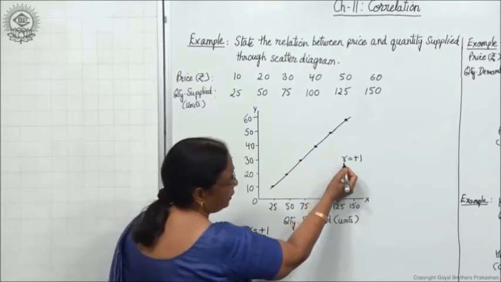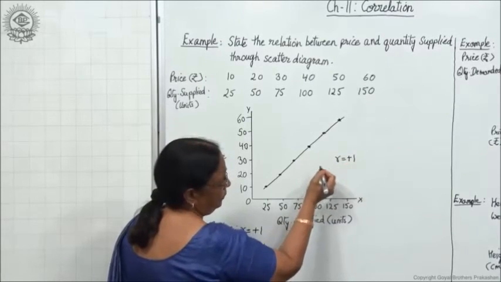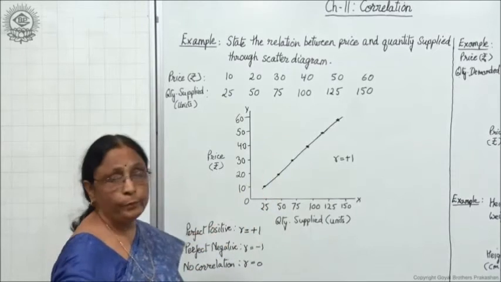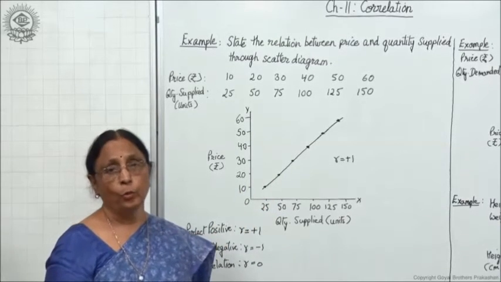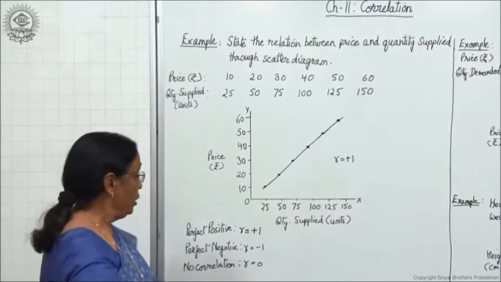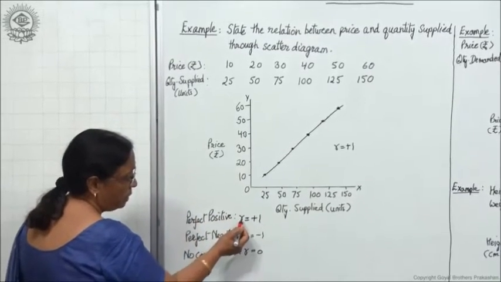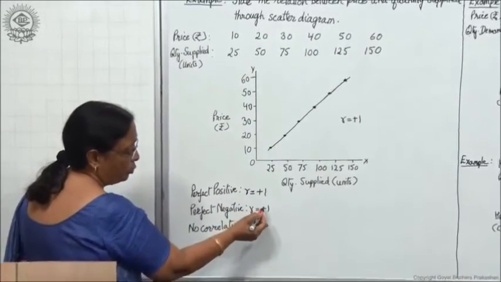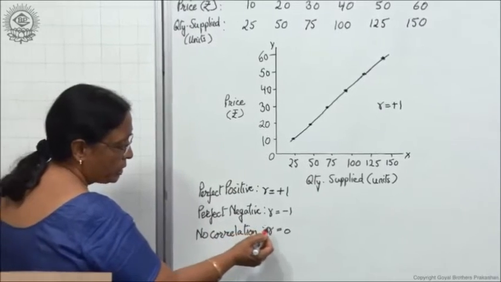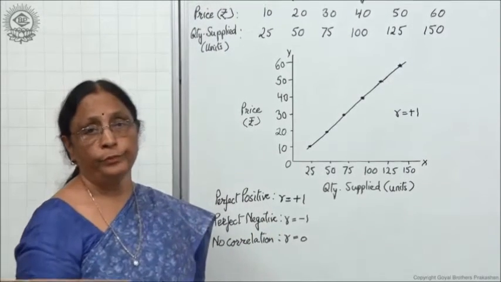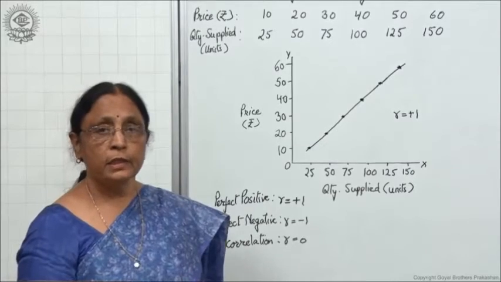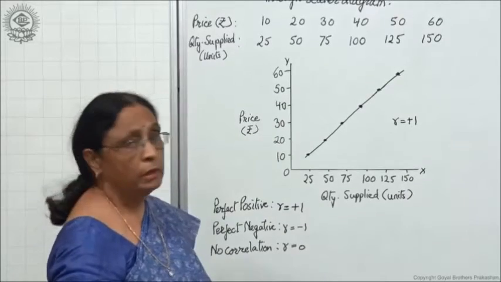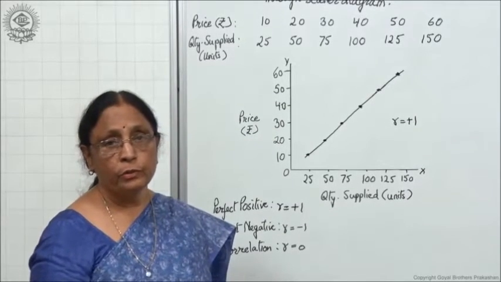And here you can see I have written down R is equal to +1. R indicates correlation, and as it is perfect positive, it is +1, right. So here perfect positive is R is equal to +1, perfect negative is R is equal to -1, and no correlation is R is equal to 0. R indicates correlation, right. So this is one example. I think it is clear to you.